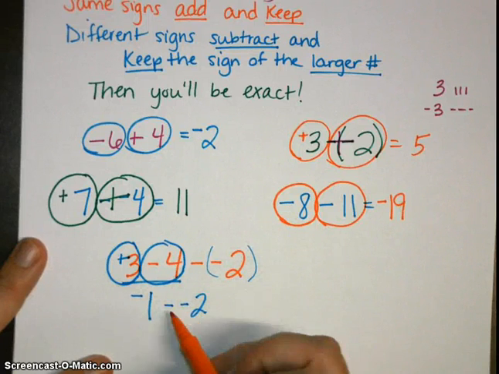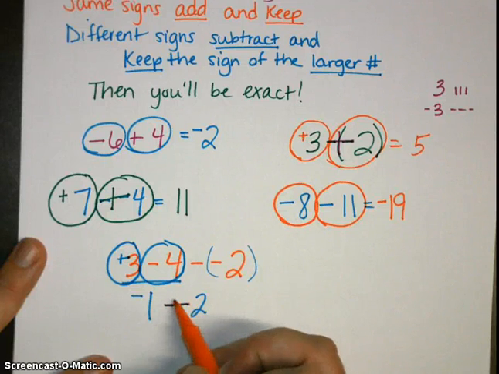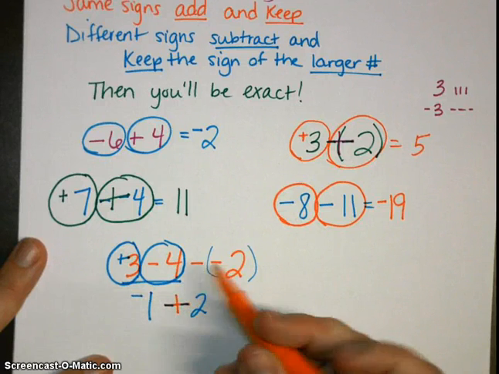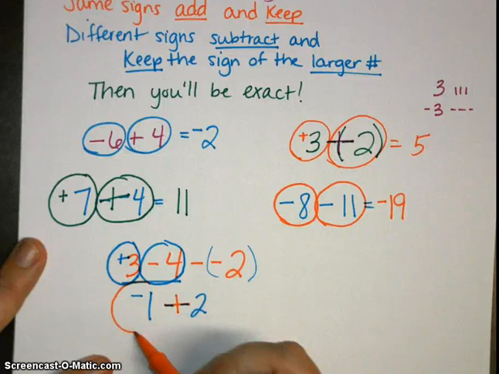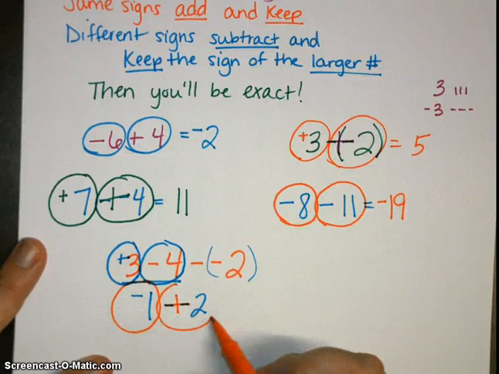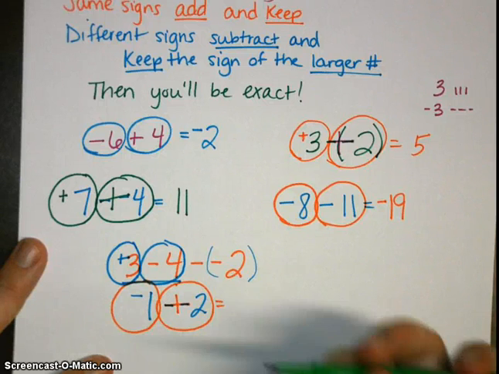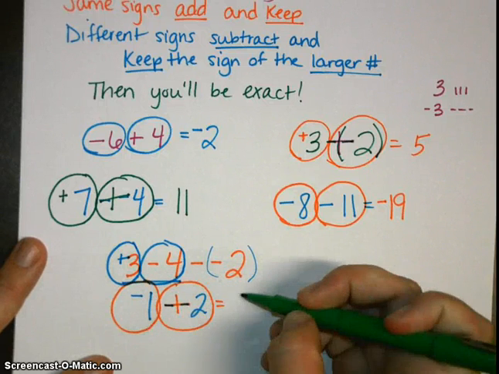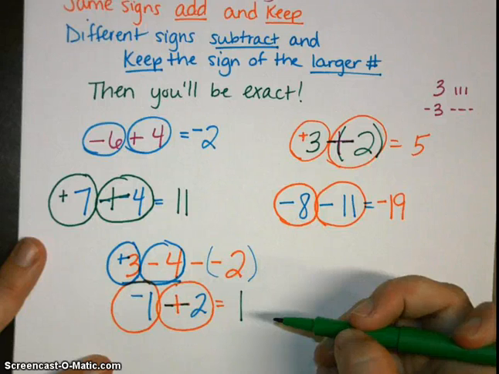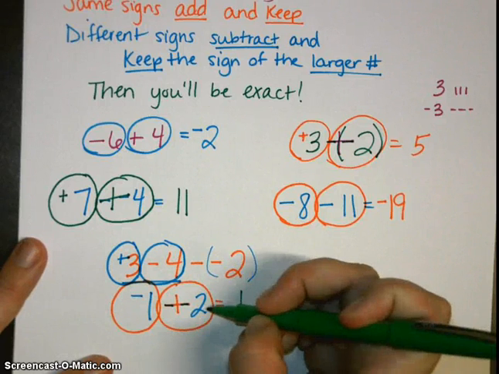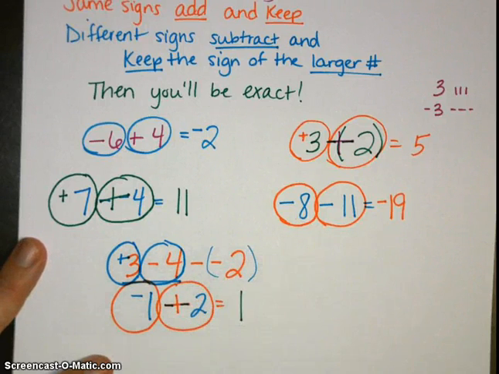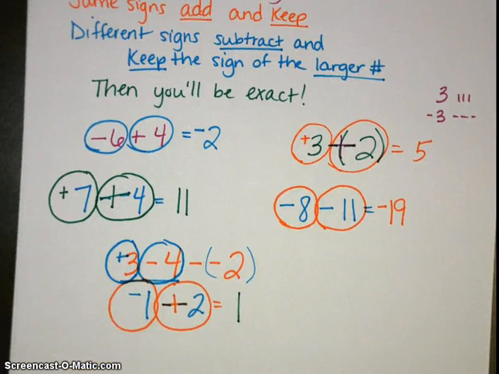Anytime I see a double negative, I'm going to change it to positive. So now I check my signs. I have a -1 and a +2. The signs are different, so I'm going to subtract. 2 minus 1 is 1. And I keep the sign of the larger number, which is 2, and 2 is positive, so my answer is positive. We'll be working more on adding and subtracting integers.